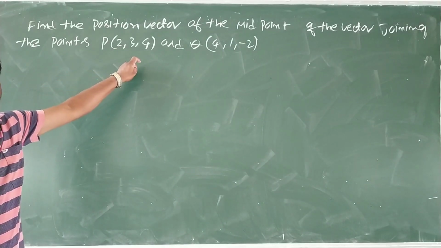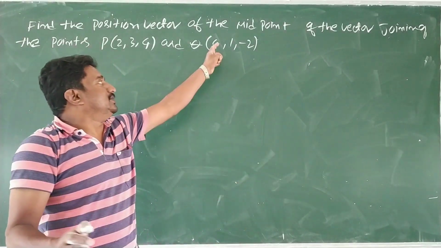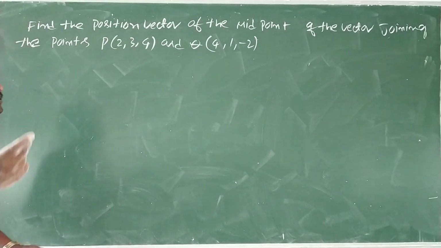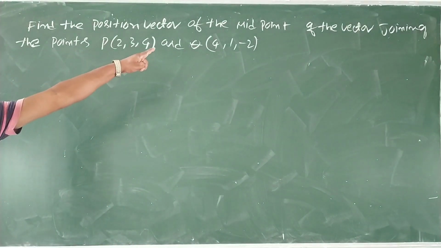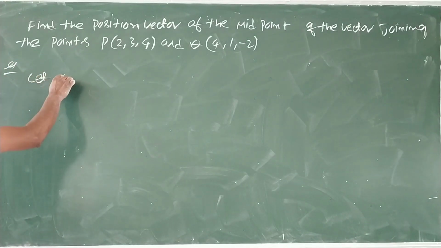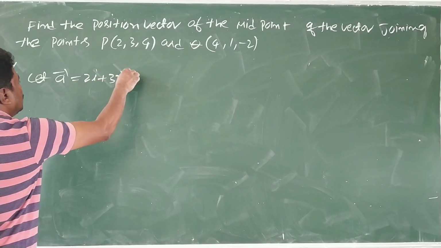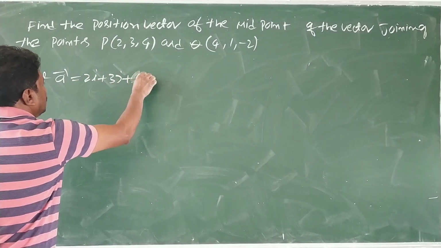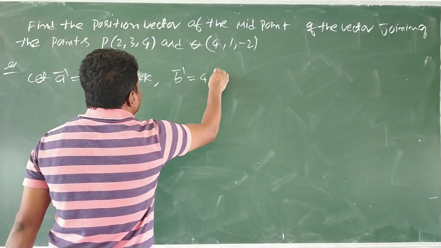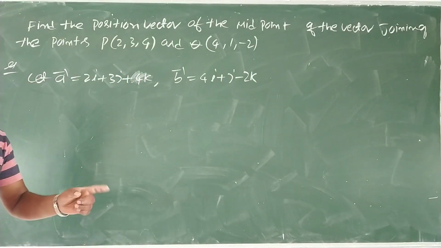This is the first point. How do you represent the first point? You should represent the first point by vector A. You always take the second point as vector B. First point is always vector A, second point is always vector B. Solution. Let vector A equal 2i plus 3j plus 4k. Vector B is 4i plus j minus 2k. Tell me the position vector of the midpoint.